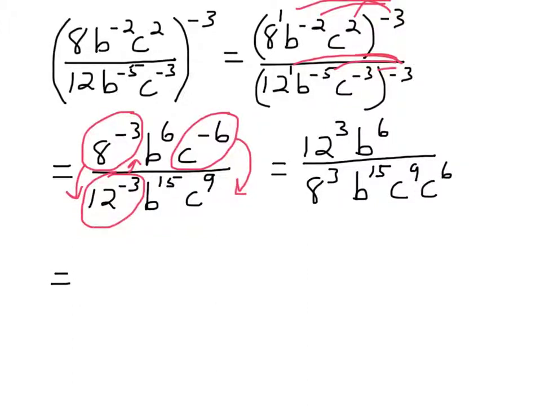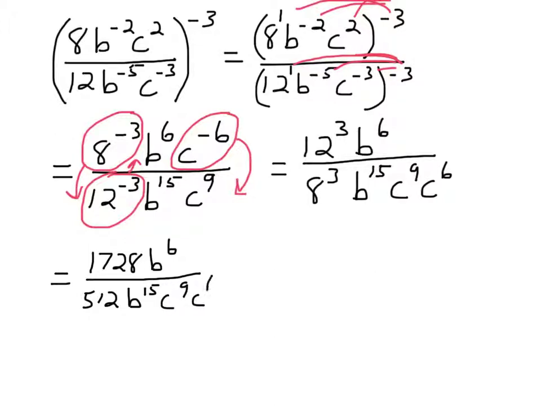Okay, now let's evaluate those numerical expressions. So 12 to the third power is 1,728. So you'd have 1728 b to the sixth. And then 8 to the third power is 512. And now what we want to do is combine our like bases. So these two c's can be combined, and the b's can be combined.